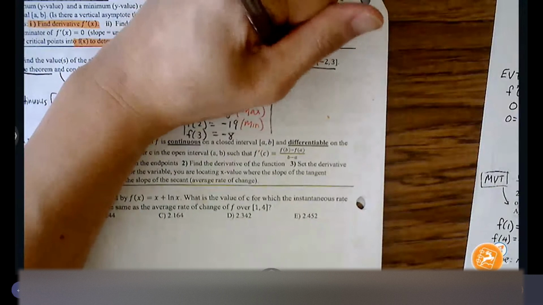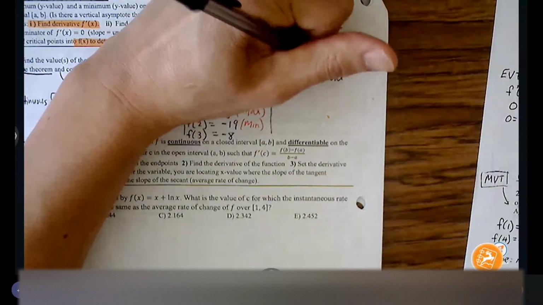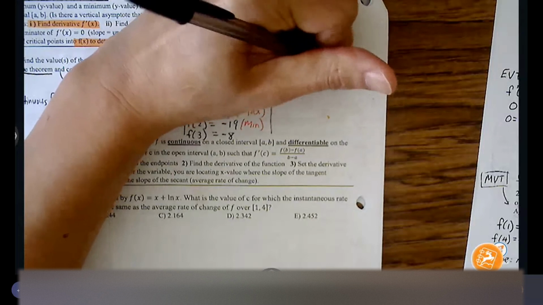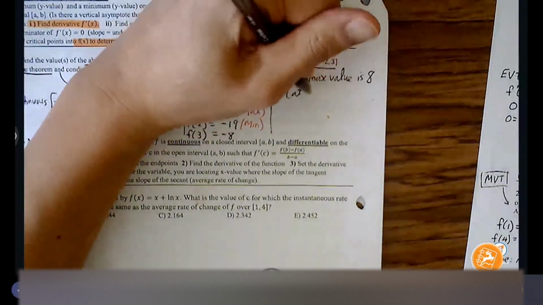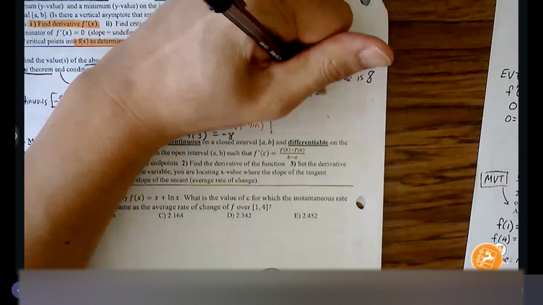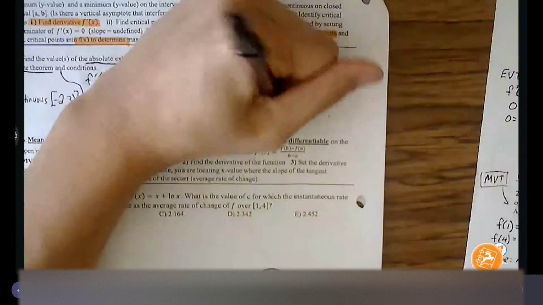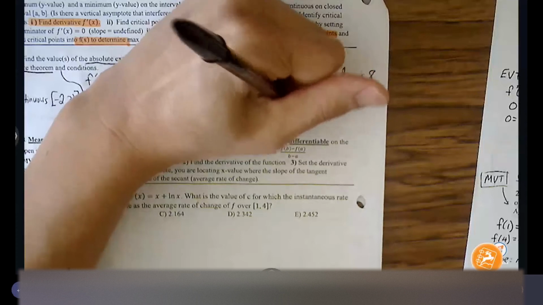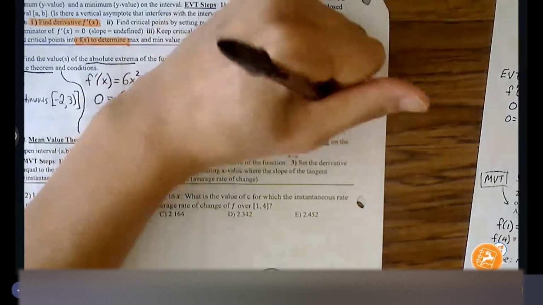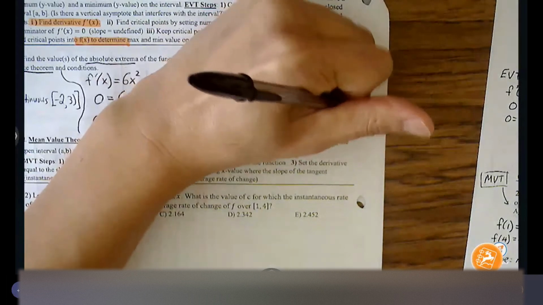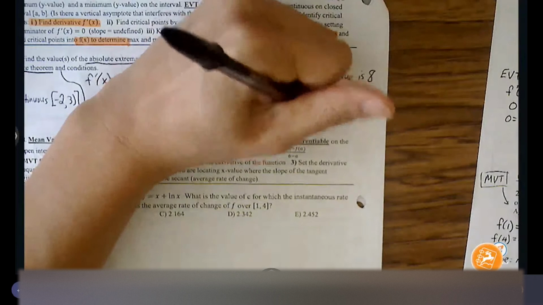So we're going to say absolute max value is 8. And then less important is the fact that it's located at -1. And then we can say absolute min value is -19 at x equals 2.